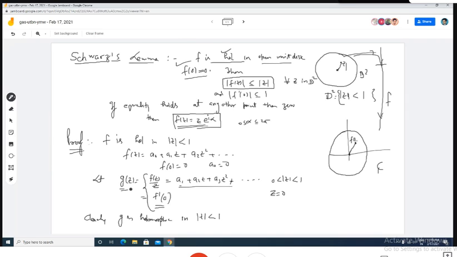And what is its derivative? Its value at z equal to 0 is this f dash 0, right? Okay, and you can see this g is also differentiable at 0. You can check that g(z) minus g(0) upon z will be a differentiable function.